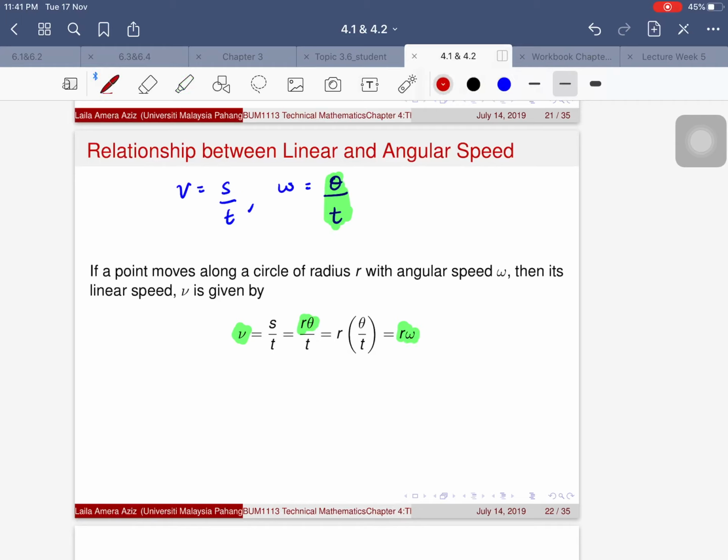So meaning that if you know the value of one of these, you can just use this formula, v is equal to r omega, and find the other value that is missing. If you already know linear, you can find the angular, and if you already know the value of angular, you can find the value of the linear velocity.